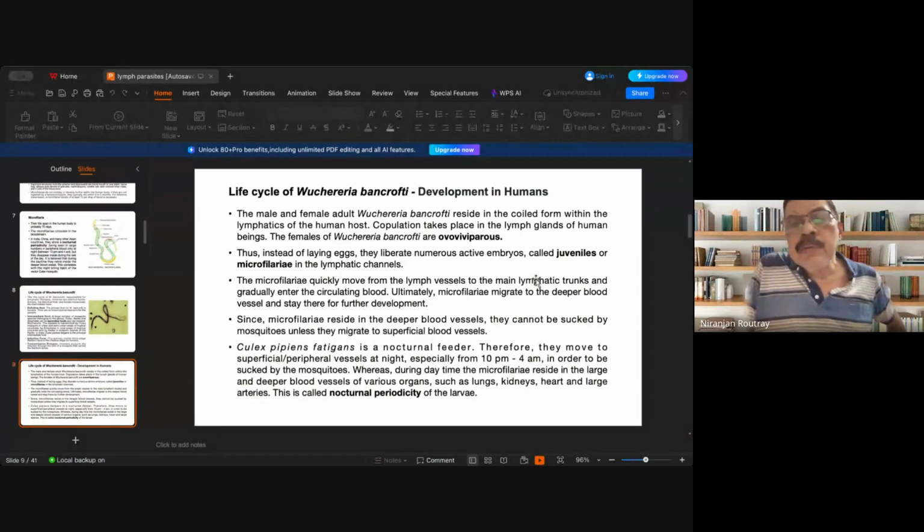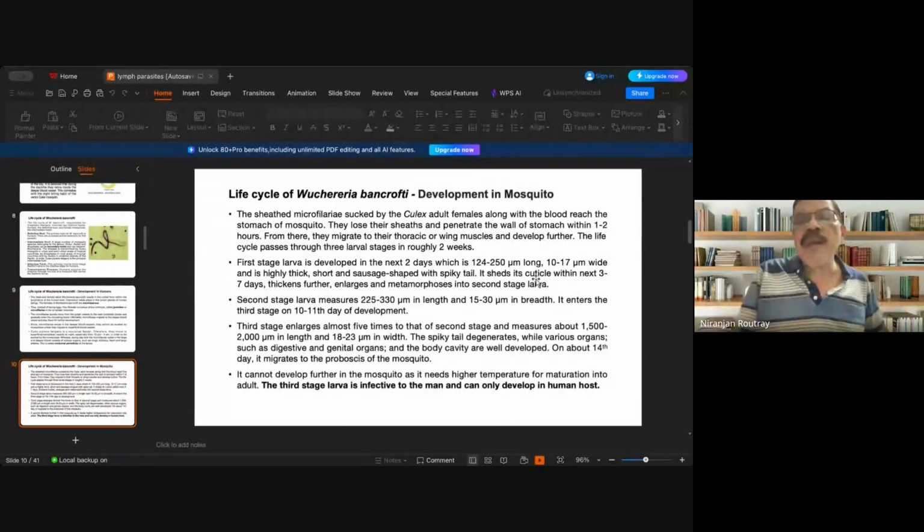Now, they are present in the blood vessels of all the organs. It may be lungs, it may be kidney, heart, and large arteries. This is the nocturnal periodicity of the larvae.